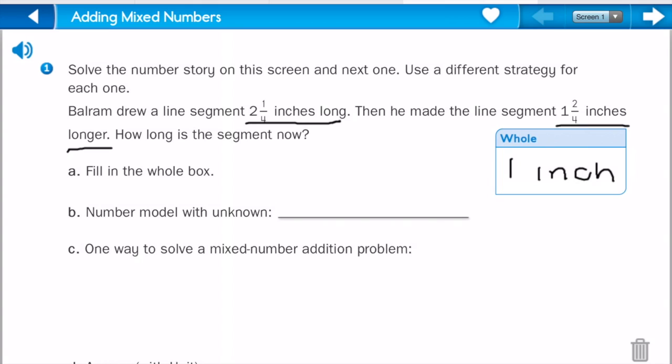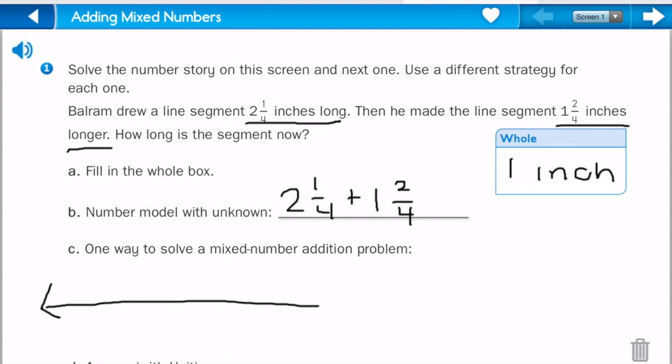So mine is going to be 2 1/4 plus 1 2/4. Now, let's figure out one way to solve a mixed number addition problem. So what we could do is we can use, again, a number line to solve this. So I'm going to draw my number line right here.